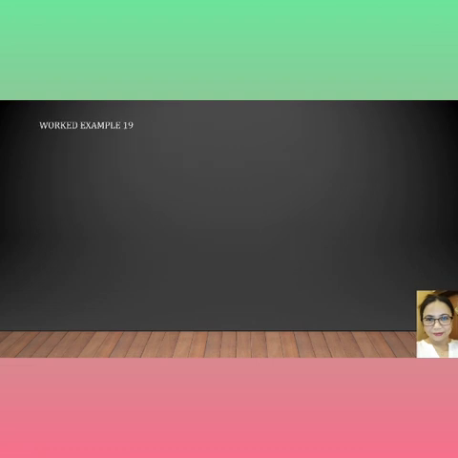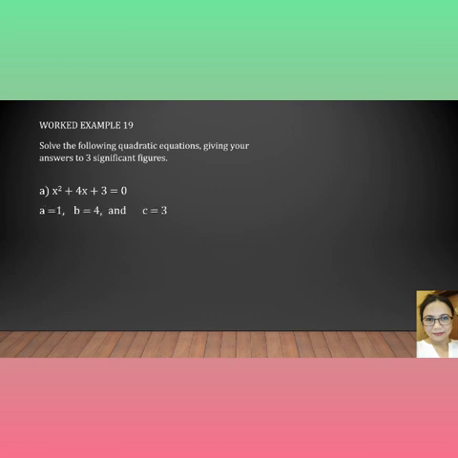Let us discuss worked example 19. Solve the following quadratic equations, giving your answers to three significant figures. Letter A, x squared plus 4x plus 3 equals 0. A is the coefficient of x squared, which is equal to 1. B is the coefficient of x, which is equal to 4. And C is the constant, which is equal to 3.